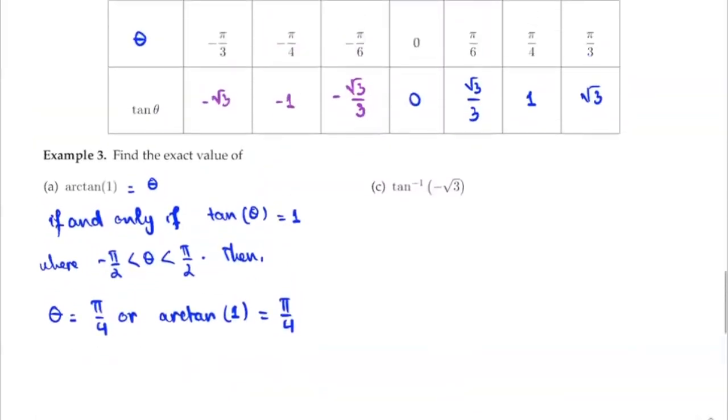Now for the inverse tangent of negative root 3, this is the angle theta we're looking for, if and only if tangent of theta equals negative root 3. And again, you may wonder where the equation comes from. You take tangent on both sides of the equation, tangent and inverse tangent cancel out, and you get negative root 3 on one side of the equation, and tangent of theta on the other side.